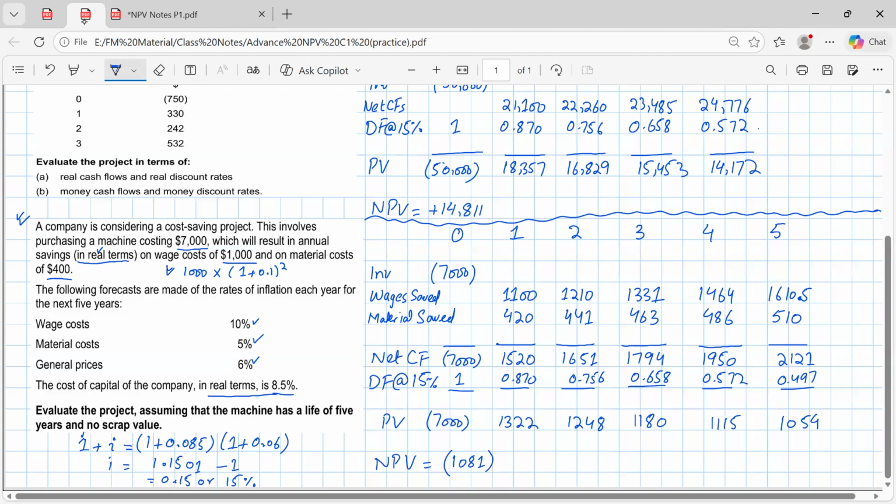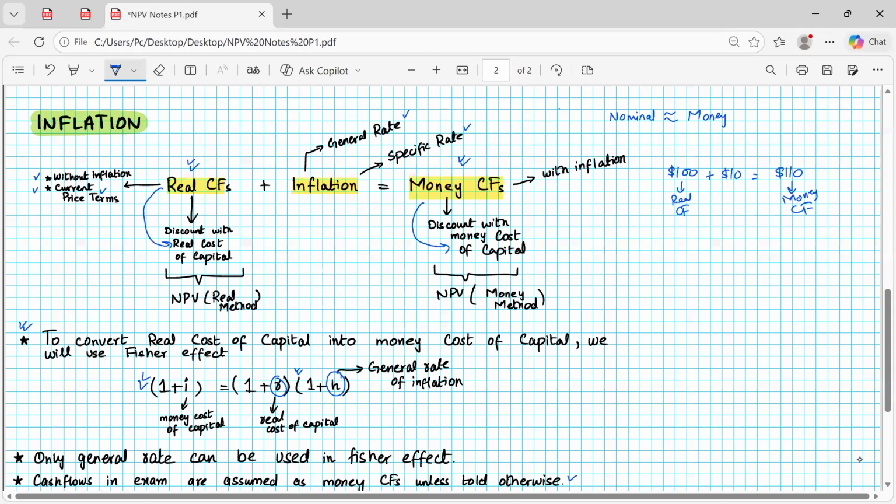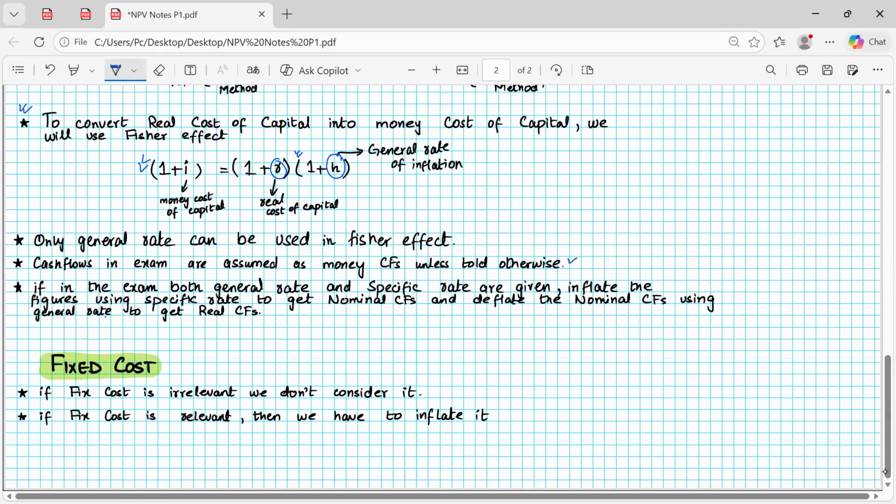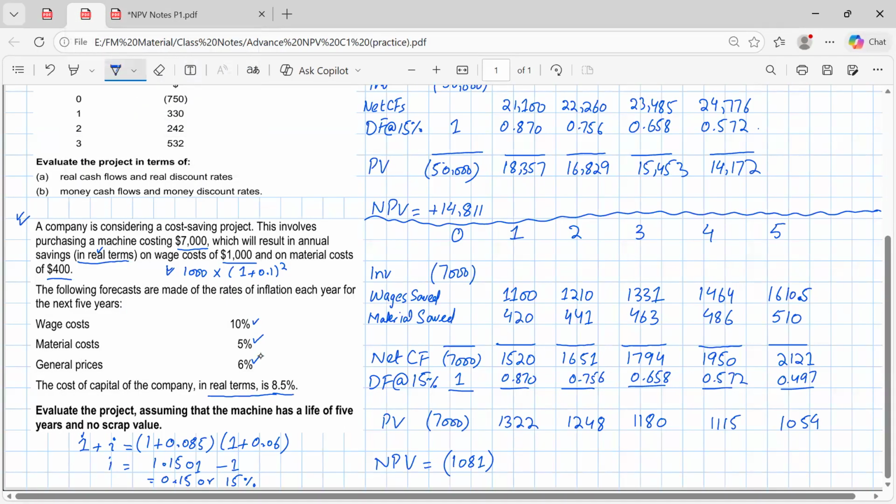In today's class, we only discussed the inflation method. Now, the last point that I have mentioned here, let's go through that and finish the class. If in the exam both the general rate and specific rate are given, inflate the figures using the specific rate to get the nominal cash flows, like we just did in this question. General rate 6% is given, and specific rate means specific to that item, like wage and material cost. So we use the specific rate to inflate the specific cash flows. Is this part clear? That is what you need to do.